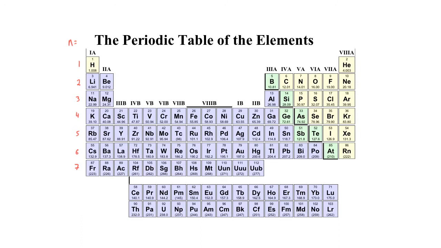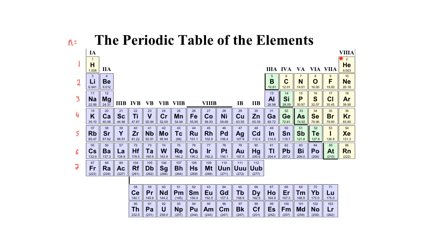Remember, the s orbital holds a maximum of 2 electrons. And I want you to notice that in n equals 1, there are 2 elements, just hydrogen and helium, and the s orbital can hold 2 electrons. Now let's look at hydrogen for a minute. Hydrogen has 1 proton, and that means if it's neutral, it has 1 electron, and that would be 1 electron in the 1s orbital.